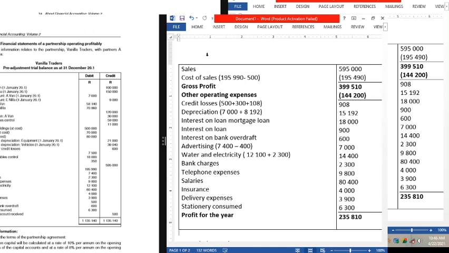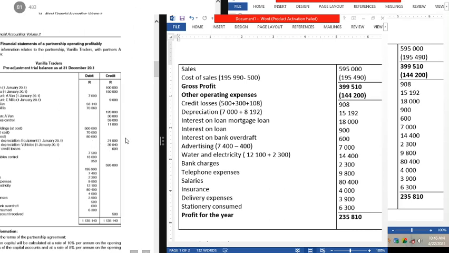So that's why the first thing we have here on our statement of profit or loss, but I'd rather call it income statement to make it short, is the sales amount of 595,000. So where does this 595,000 come from? All the totals are taken from the trial balance.